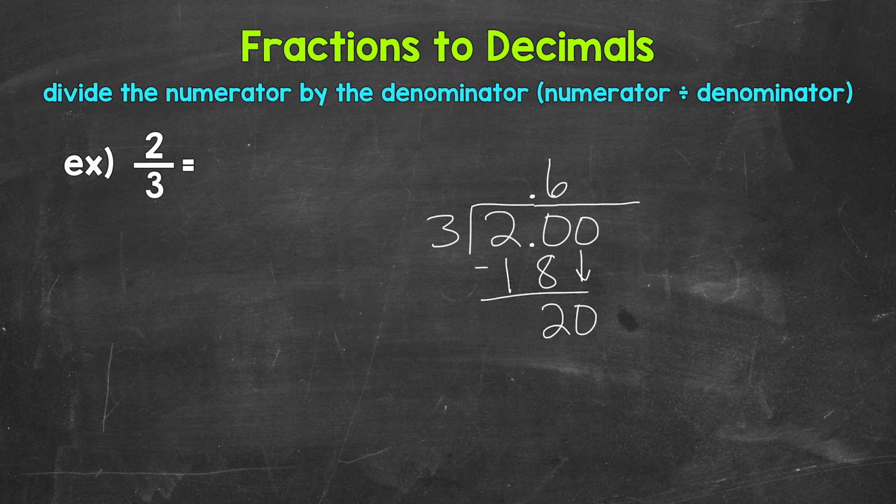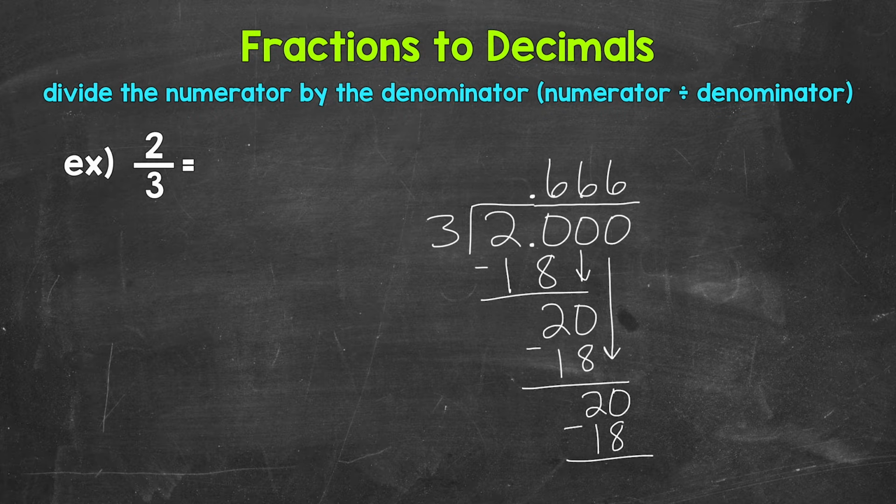Now we have 20 again, so 20 divided by 3, which is 6. Now we multiply. 6 times 3 is 18. Subtract 20 minus 18 is 2. So we get another 2, and we can use another 0 that we can bring down to continue on. So we have 20 again, 20 divided by 3, which is 6. Multiply, 6 times 3 is 18. Subtract, 20 minus 18 is 2.